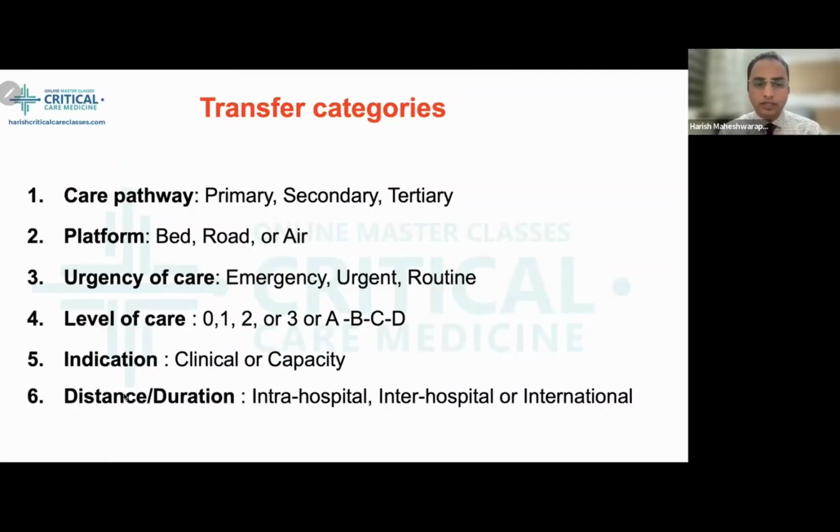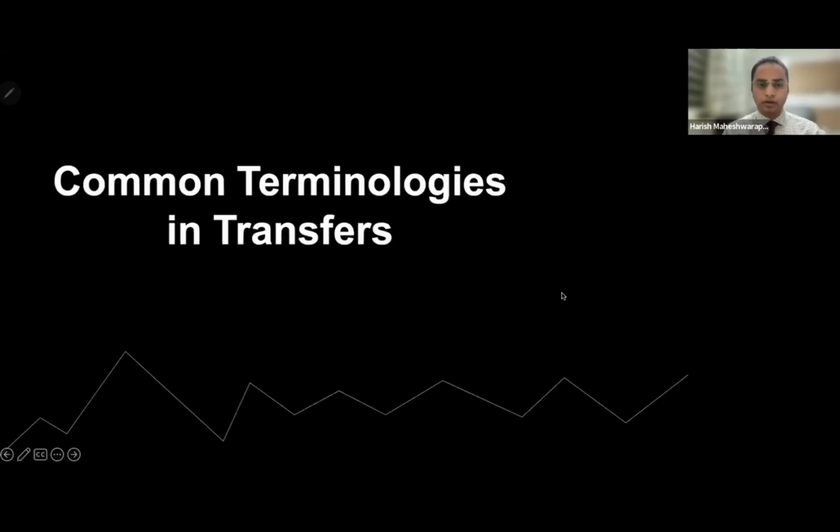particular patient. Distance or duration: it may be an intra-hospital transfer of a patient, or inter-hospital, or it may be international. Sometimes we get a couple of patients through air ambulance from different countries for advanced therapy and all. That is the inter-hospital transfer. So we need to understand some of the common terminologies in transfer.